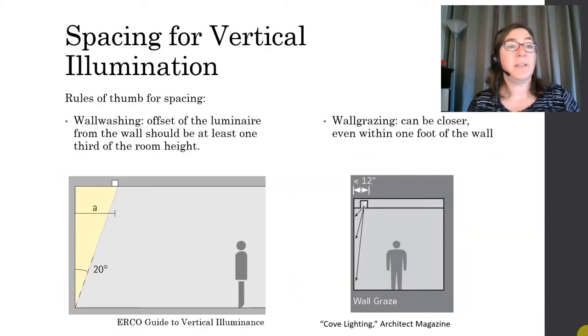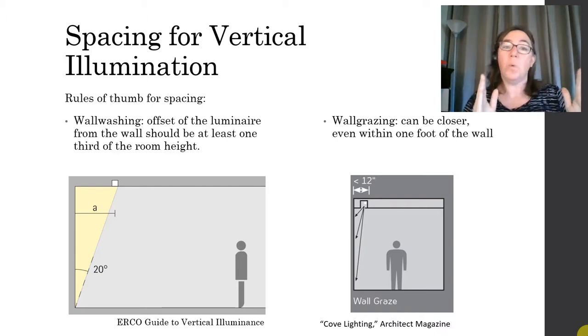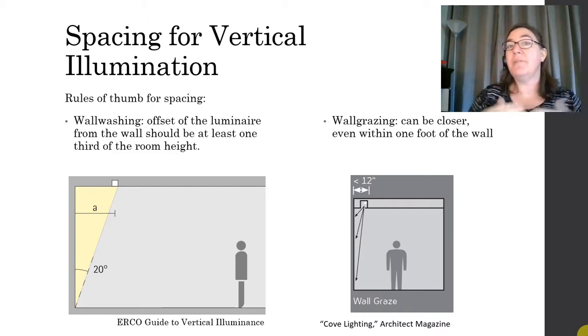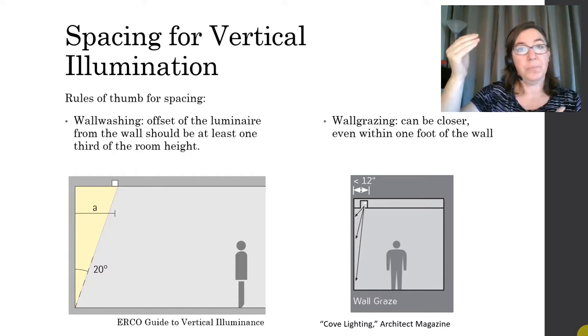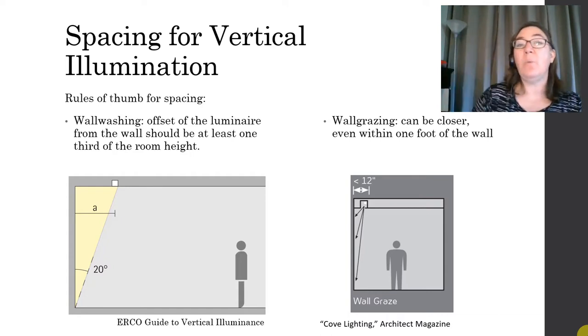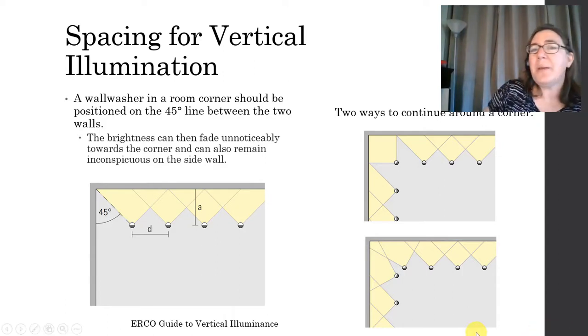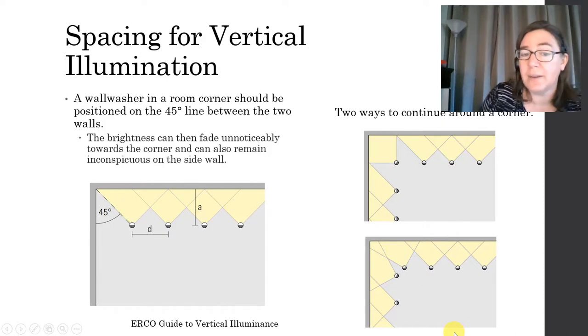Where should you place these lights? Well, for wall washing, you want to pull it away from the wall about a third of the height of the room. Wall grazing can be much closer, within 1 foot of the wall. If you're using a series of point sources, you're going to want to space them along the wall. And so what do you do about the corners? That's a little iffy, isn't it?